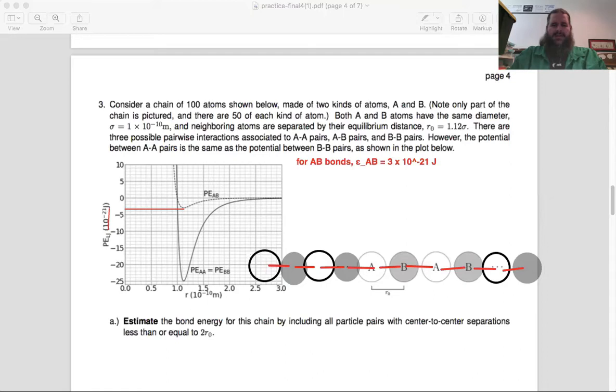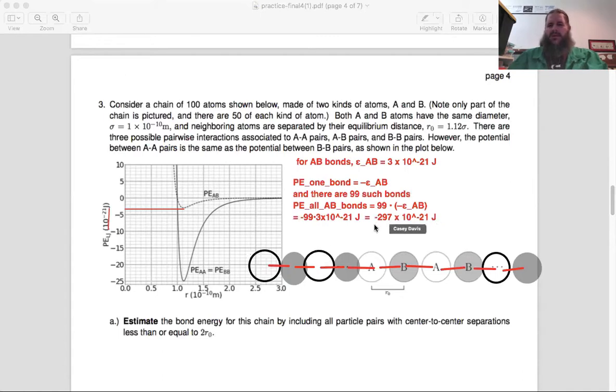So that'll be negative 99 times epsilon AB, which was 3 times 10 to the negative 21 joules. 3 times 99 would be 297, so negative 297 times 10 to the negative 21 joules. So that would be the energy of all of the AB nearest neighbor bonds. Any questions on that so far?